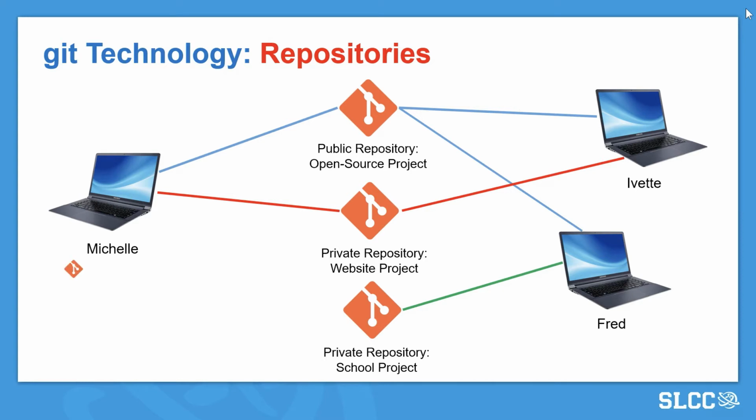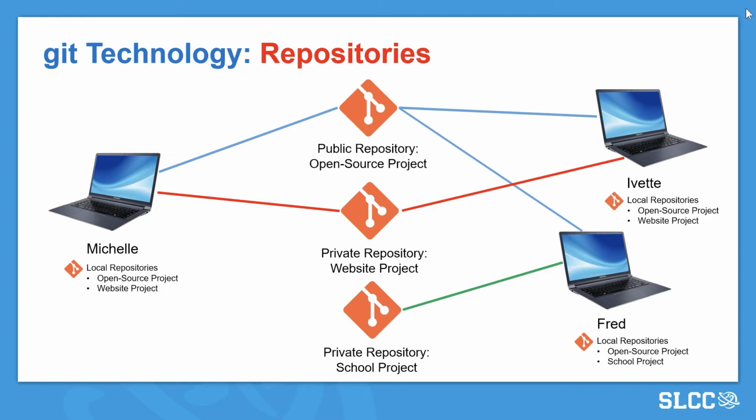Over here on the left, Michelle has Git installed, and she ends up with two local repositories, one for the open source project and one for the website project. These are copies of the projects on her computer. Fred also does the same thing. He installs Git and sets that up and ends up with, again, two local repositories. You'll notice that his are different because he has a school project, and he's also a member of the team on the open source project. And Yvette does the same thing. Hers end up looking just like Michelle's because the two of them are both working on the same two projects.